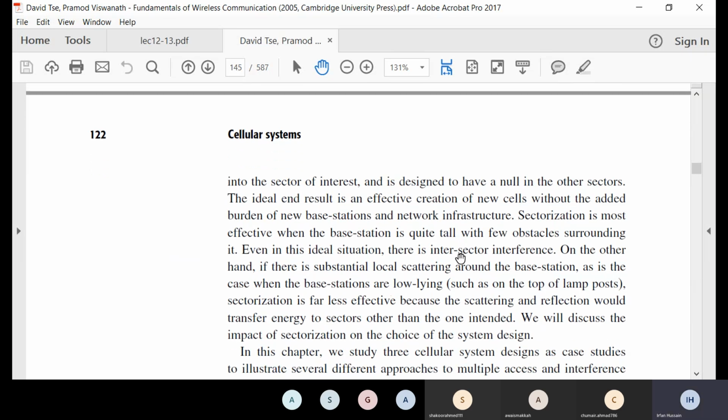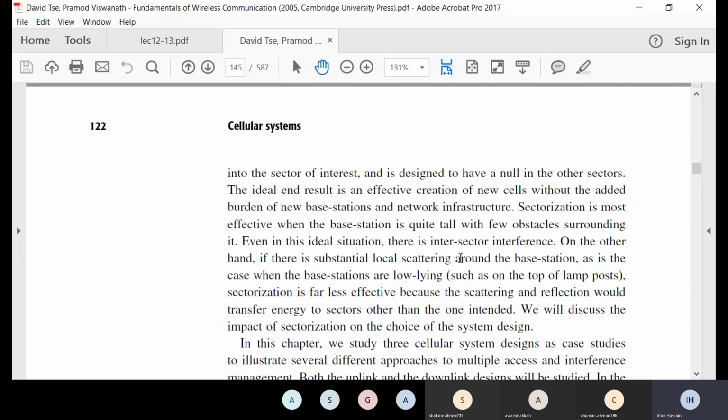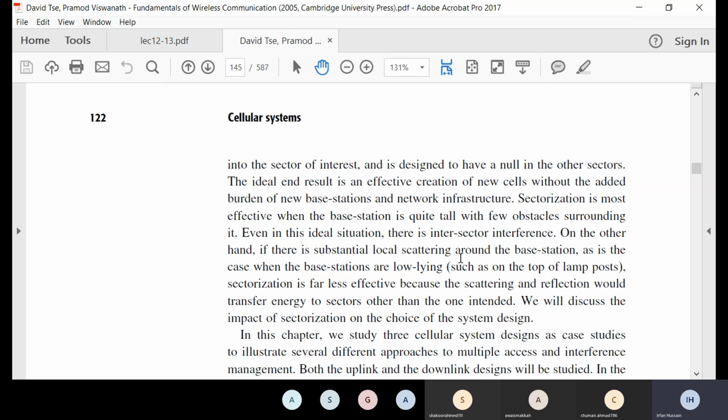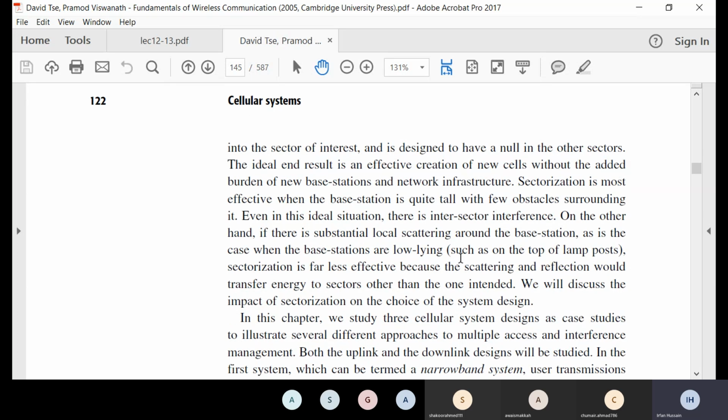Sectorization is good when you have a tall base station and obstacles are not around it. But if you have a short base station and high buildings, or your base station is low, for example on top of a lamp post, then you will have a lot of scattering and reflection. So the energy for one sector will interfere with the signals of the other sector.